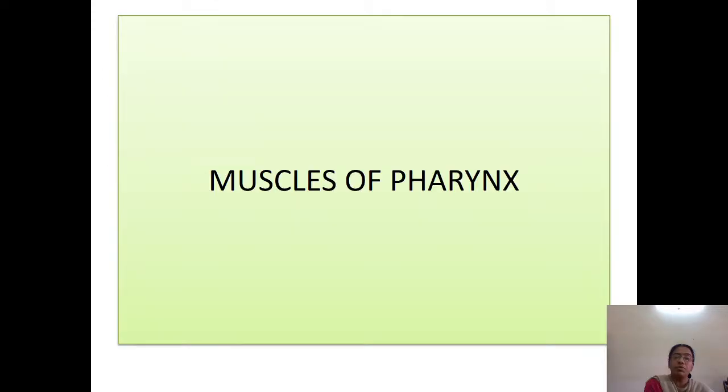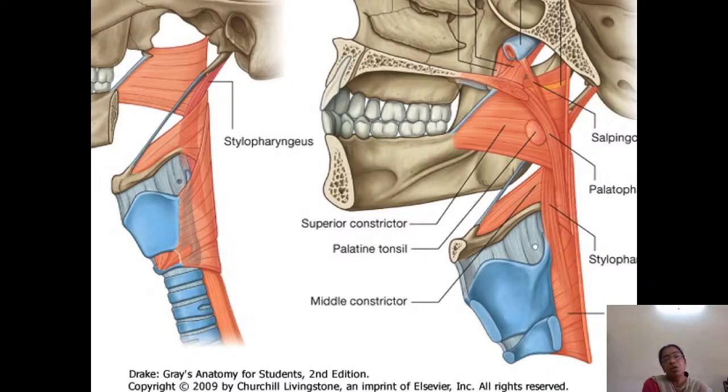Now a little bit about the muscles of the pharynx. We say the whole of the pharynx is a fibromuscular tube, which means it is made up of muscles. The pharynx is made up of the superior constrictor, the middle constrictor and the inferior constrictor muscles, all meeting at the median raphe. Other than the constrictors, there are also some longitudinal muscles, such as stylopharyngeus and palatopharyngeus, which also form the fibromuscular tube.